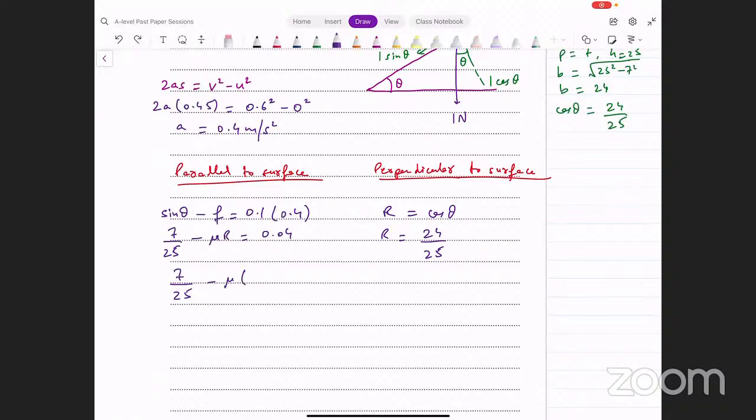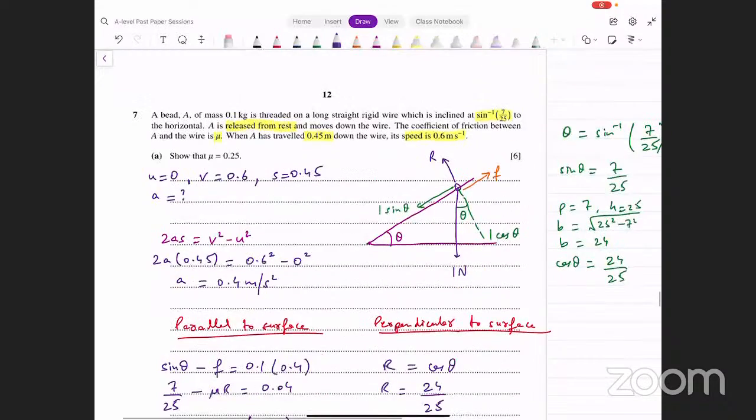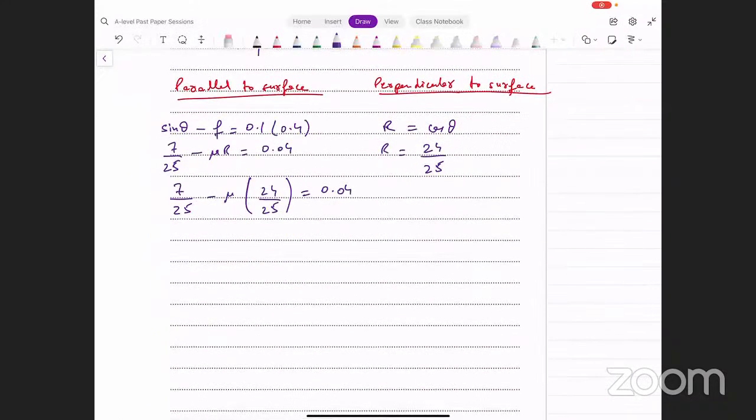R की value input कर दें. R is 24/25, and you'll get the value of mu from this. उसने show करने के लिए कहा था it should be 0.25. Let's evaluate this. Minus mu, 24 mu over 25. That equals 7 over 25 minus 0.04. ये evaluate कर लें. 7 divided by 25 minus 0.04, into 25 divided by 24. That's giving me 1 over 4. Mu equals 0.25. ये आपको show करना था.